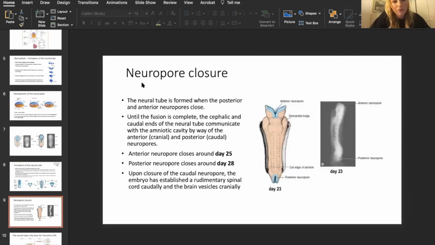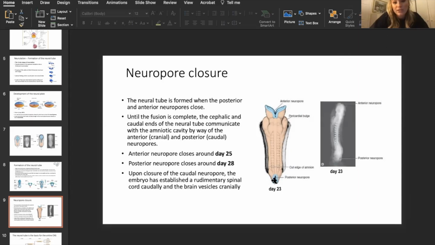So neuropore closure. We have an anterior and a posterior end of the tube called the anterior and posterior neuropores. And it's quite self-explanatory. The neural tube is formed when these neuropores close. Before they fuse, the cephalic, so the head end, and the caudal, the tail end, communicate with each other by way of the amniotic cavity. So the anterior neuropore closes around day 25 and the posterior one slightly later at day 28.